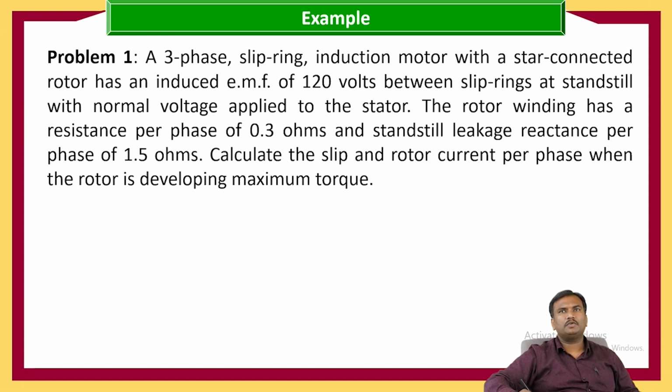A three-phase slip ring induction motor with a star connected rotor has an induced EMF of 120 volts between slip rings at standstill with normal voltage applied to the stator. The rotor winding has a resistance per phase of 0.3 ohms and standstill leakage reactance per phase of 1.5 ohms. Calculate the slip and rotor current per phase when the rotor is developing maximum torque.